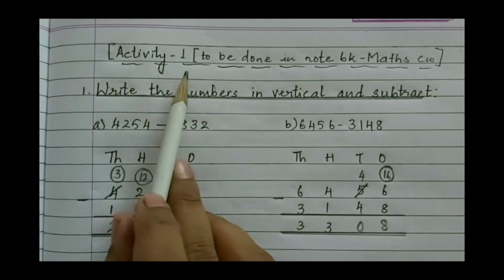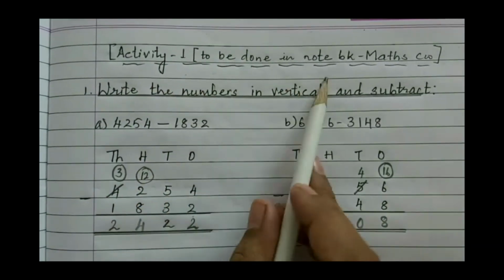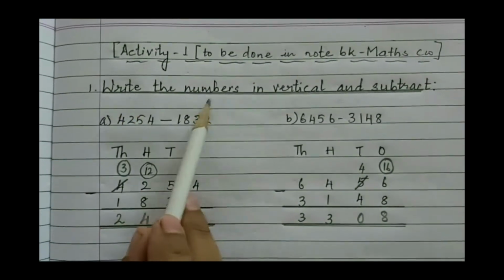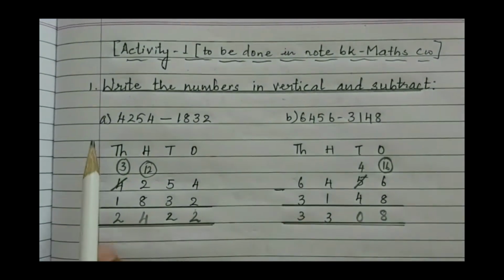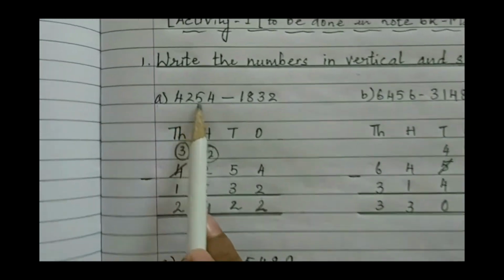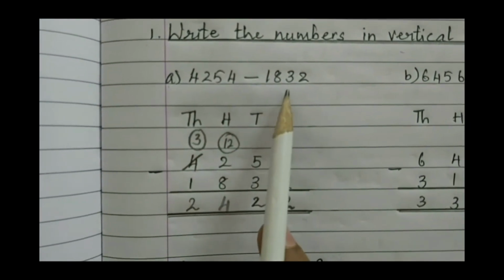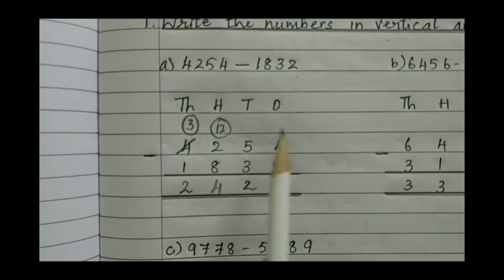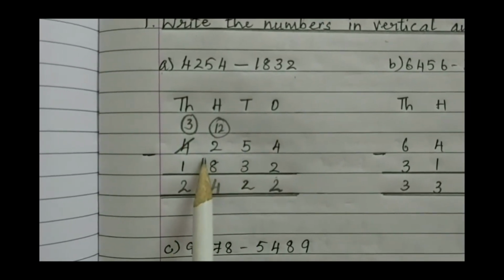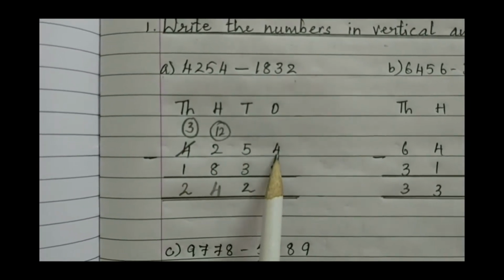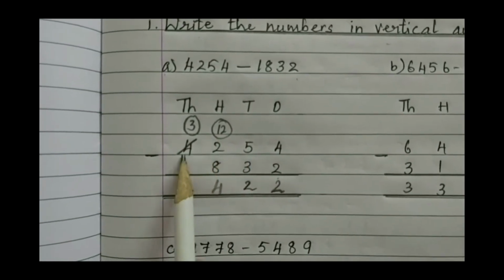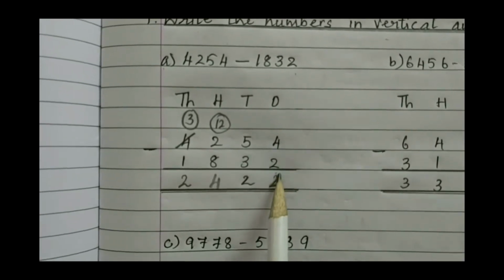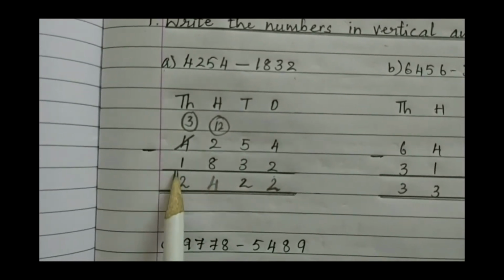Let us begin activity 1. Activity 1 to be done in the notebook, maths classwork. First question, write the numbers in vertical and subtract. A. 4254 minus 1832. The numbers are given in this form. You need to write down in this way. First, write down the places, then tick the first digit in the ones place, then tens, hundreds, and then thousand. From the second one, write below the numbers. Ones place digits, then tens, hundreds, and thousand.